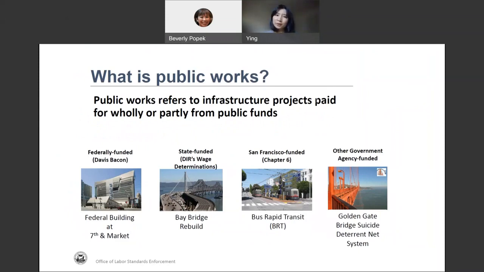So what is public works? Public works refers to infrastructure projects paid for in whole or in part out of public funds. Below are the 4 examples of public works projects at different government levels. You have the federal building, which requires Davis-Bacon prevailing wage. And then you have the state, Chapter 6, and also the other government agency funded projects.